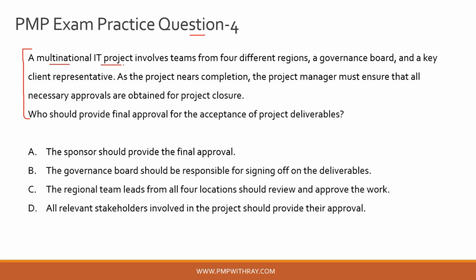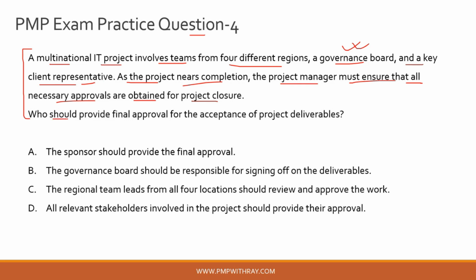A multinational IT project involves teams from 4 different regions, a governance board, and a key client representative. As the project nears completion, the project manager must ensure that all the necessary approvals are obtained for project closure. So there is a multinational IT project happening across 4 different regions, there is a steering committee or governance board, and there is a key client representative. The project is nearing completion and the project manager should ensure that all the necessary approvals, the scope validation part, are obtained for project closure.